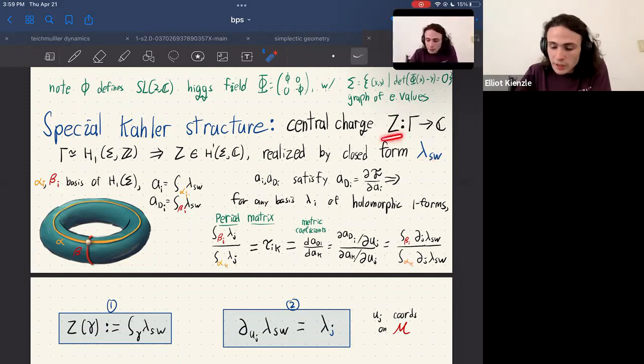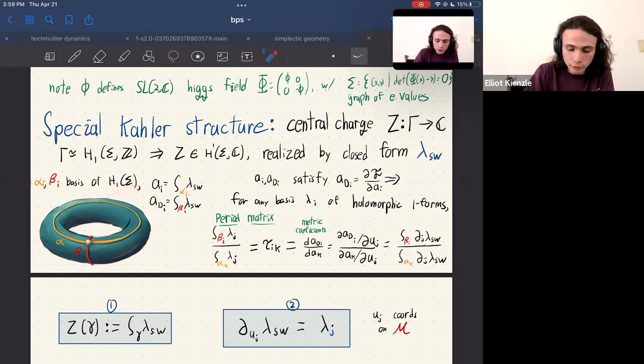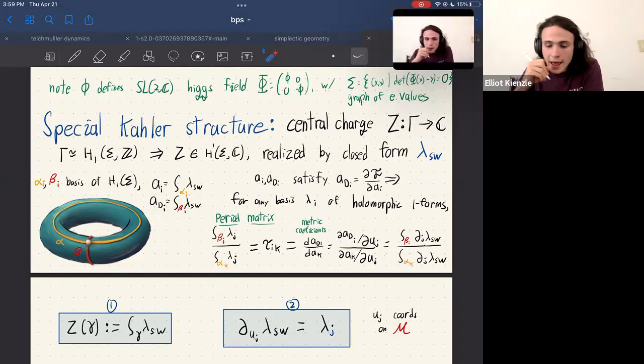So for example, we can try to extract the coordinates from this geometric realization, from this notion of central charge, by choosing a basis of our homology group, so some basis of cycles. And then the coordinates are just going to be the periods of this Seiberg-Witten form. The integral over the two different cycles of the form gives you your two different periods. And now let's impose the special Kähler condition. This fact that they're derived from each other by being the derivative of some function.